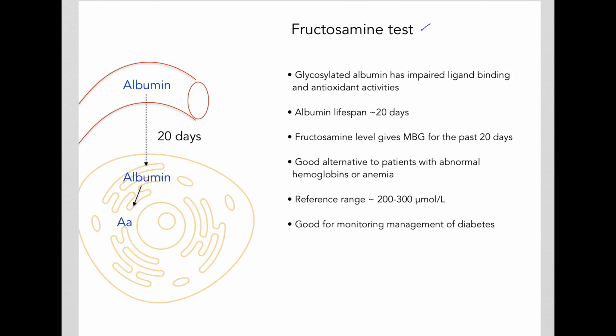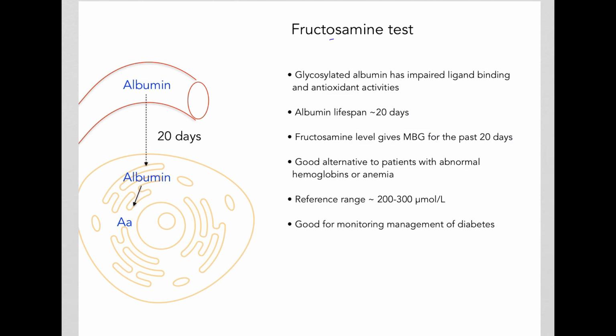So a few words about this fructosamine test. Whenever a protein is glycated, there's a strong possibility the function of the protein may be impaired. So glycated albumin is known to have impaired ligand binding, because albumin binds a lot of ligands, including fatty acids. And albumin also has antioxidant activities, so the glycation may even affect its antioxidant activities. Since the lifespan of albumin is 20 days, a fructosamine test gives you the mean blood glucose in the patient for the past 20 days.